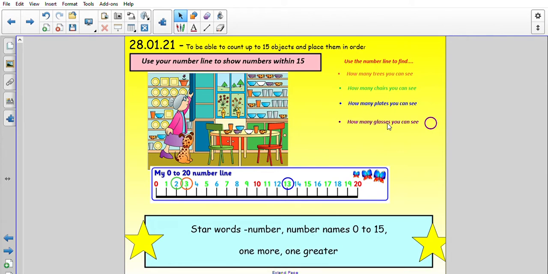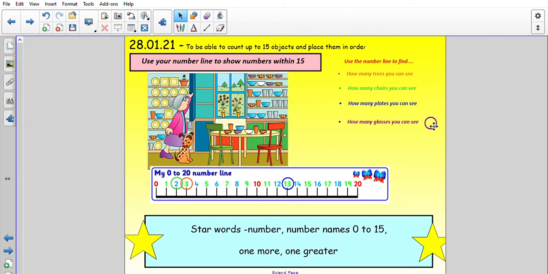Right, our last question, purple question. How many glasses can you see? I think I remember this one as well. Do you? Should we count them and check? 1, 2, 3, 4, 5, 6, 7, 8, 9, 10. I've forgotten any. 11, 12. Is that right? It is. Well done. I'm glad you checked it.